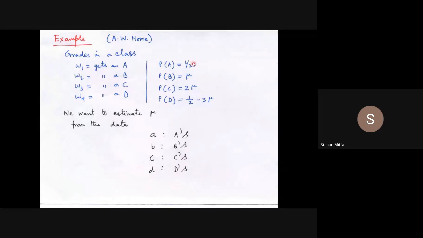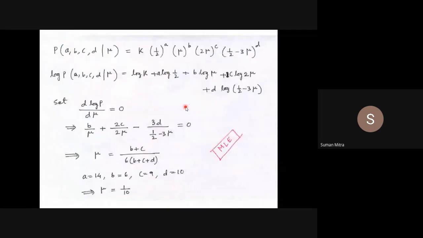Probabilities are given. So with this given probability, we can say the PDF is like this. A, B, C, D, given mu is this one. Some constant, because it has to be a probability distribution. So some constant, half to the power A. What is half? Probability of getting A.